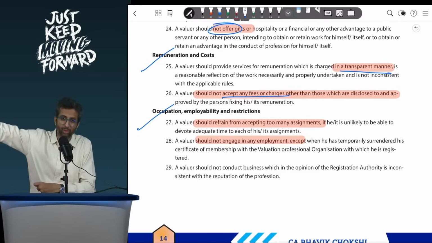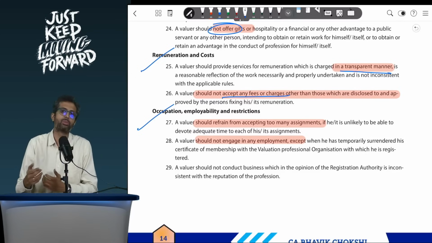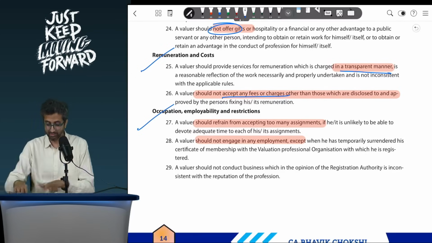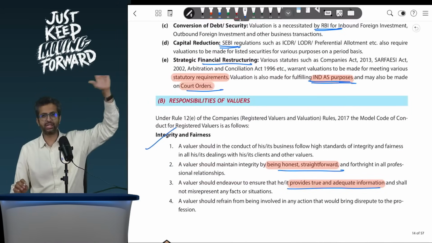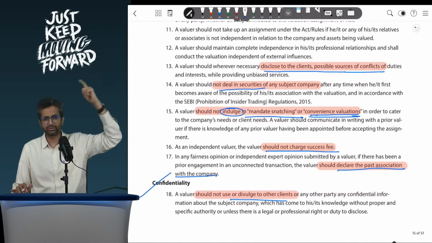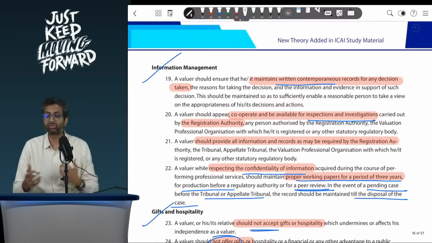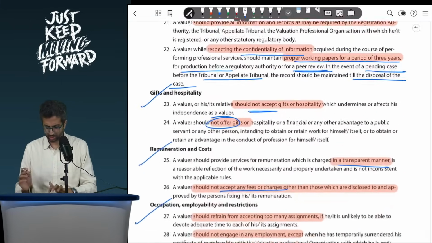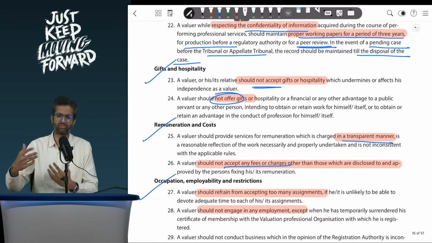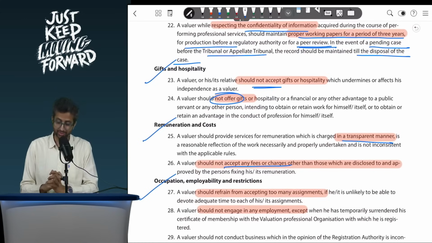There are close to 30 points. At max, you're going to be asked a 4-mark question. I don't think that there is so much thing. Even if you remember these main headings: integrity, professional competence, independence, disclosure of interest, confidentiality, management of information, gifts and hospitality, remuneration, occupation and restrictions, that should be sufficient.